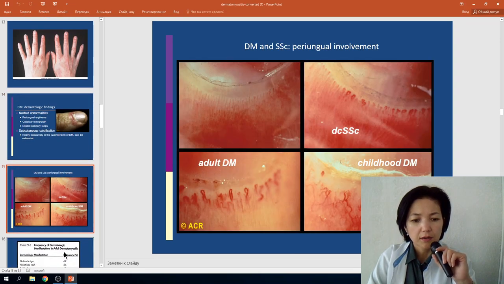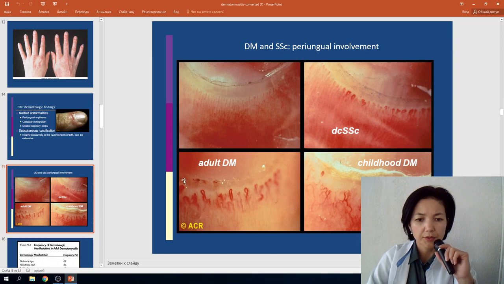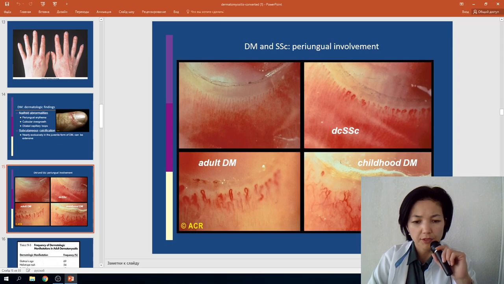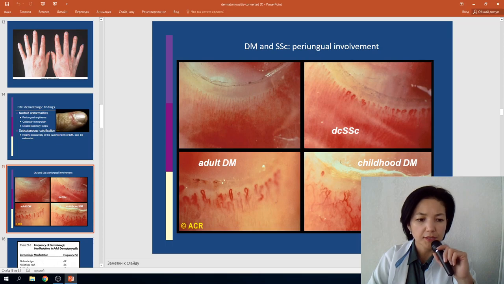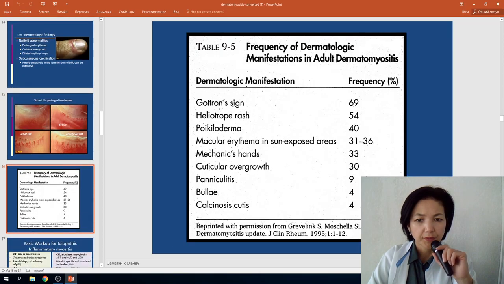Here you see capillaroscopy, with different capillaroscopy pictures. The first capillary picture is the normal range. Here you see systemic scleroderma, and here dermatomyositis in adult and childhood dermatomyositis. As in other autoimmune disorders, this disorder can also involve damage to the capillaries and decrease the blood supply of peripheral tissues.